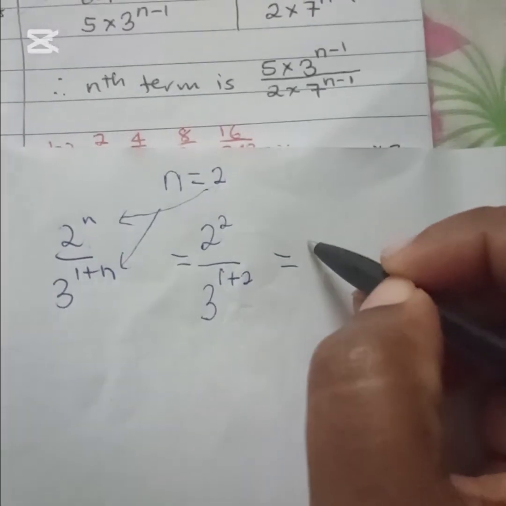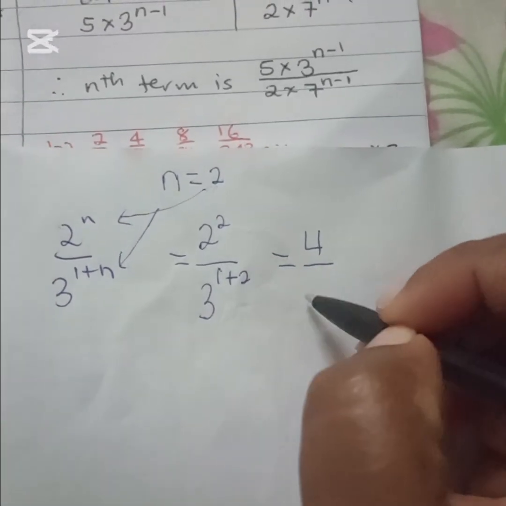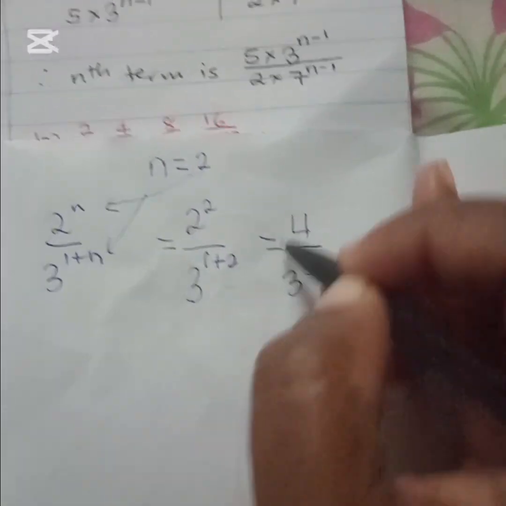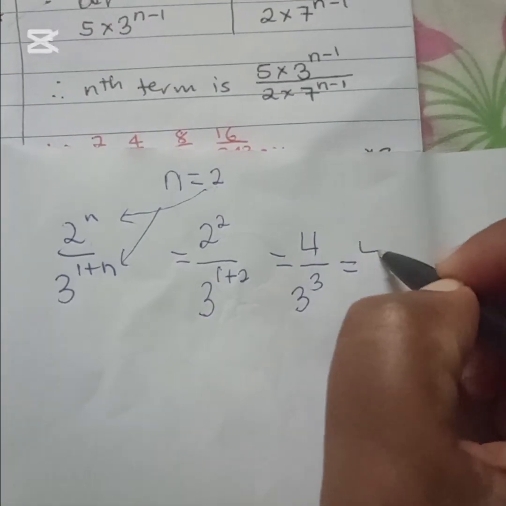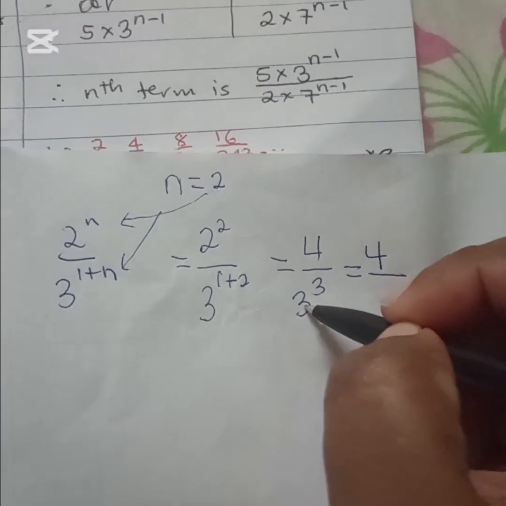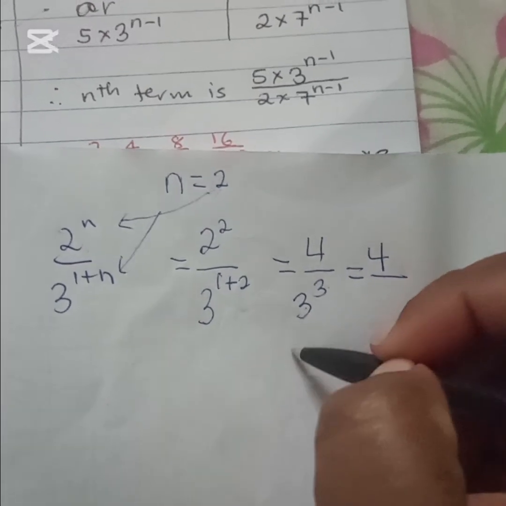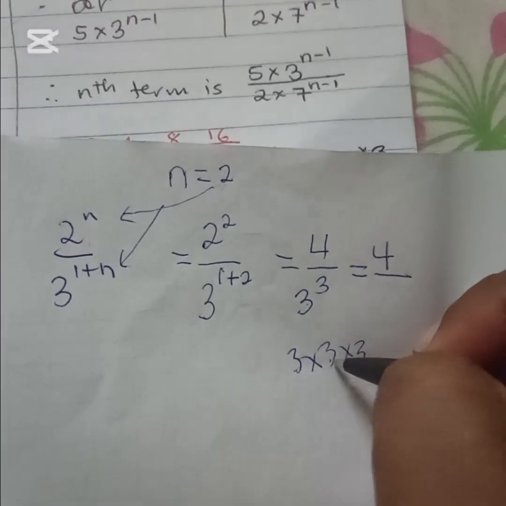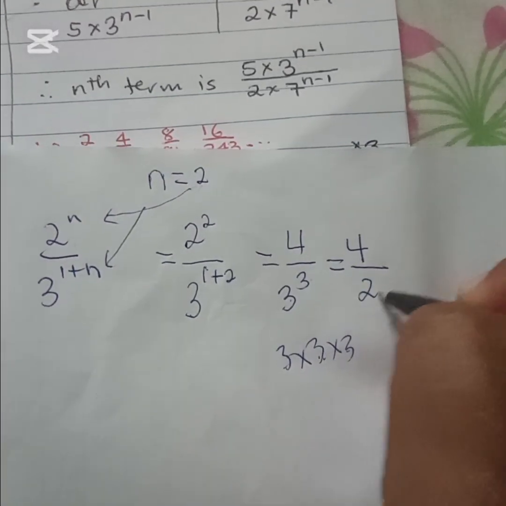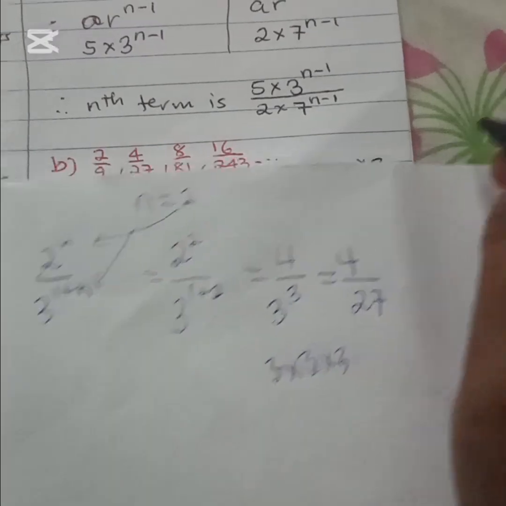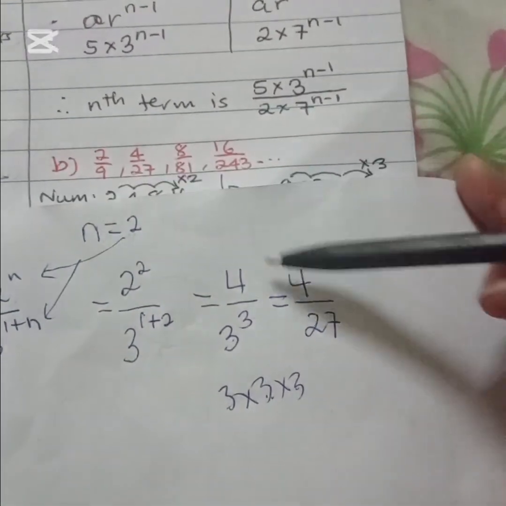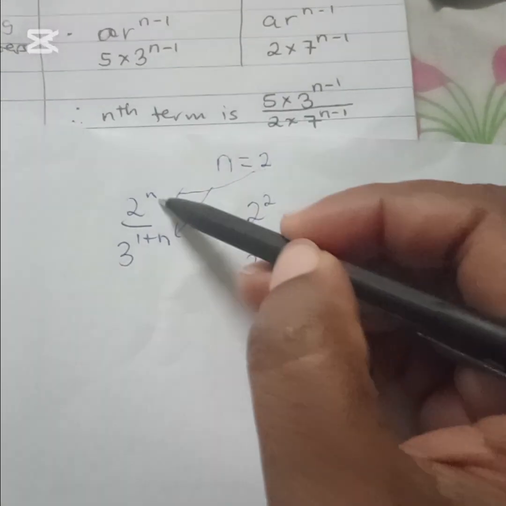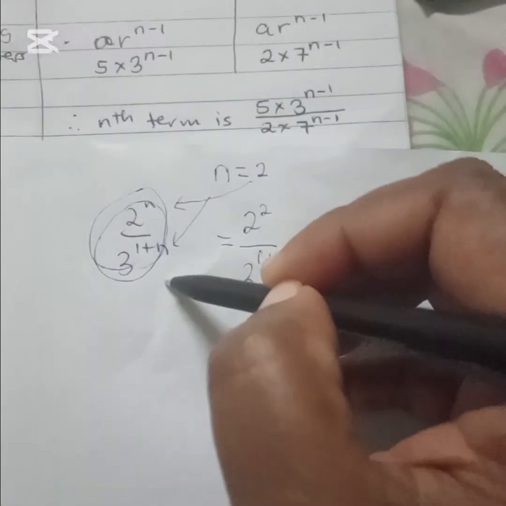This is equal to 2 squared is 4, and 3 to the power 1 plus 2 is 3 cubed, which means 3 times 3 times 3. 3 times 3 is 9, and 9 times 3 is 27. And our second term is indeed 4 over 27. That means our n term rule here is the correct one.